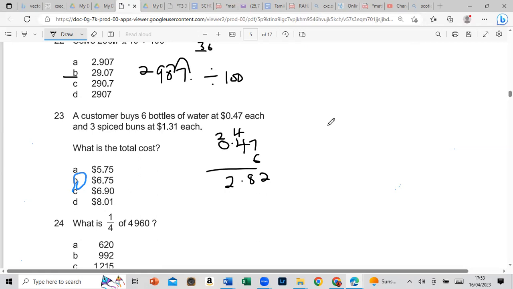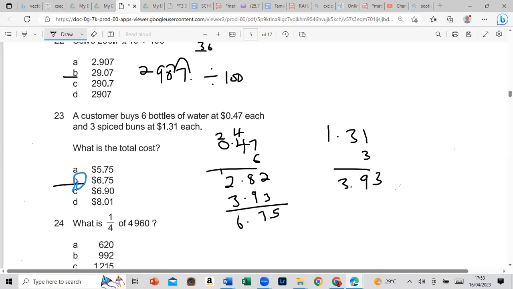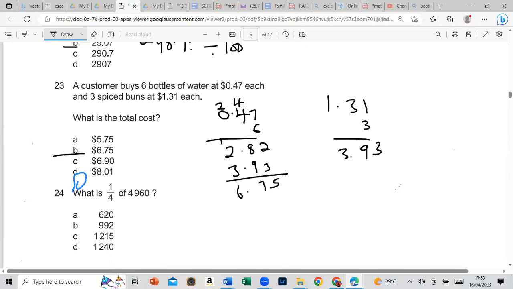And then 1.31 times 3. 3 ones are 3, 3 threes are 9, and 3 ones are 3. So we need to add these. 9 and 8 is 17. So that's $6.75. Very good. I didn't understand at first, but I understand now. It's like one of the other questions. Awesome, that is correct.